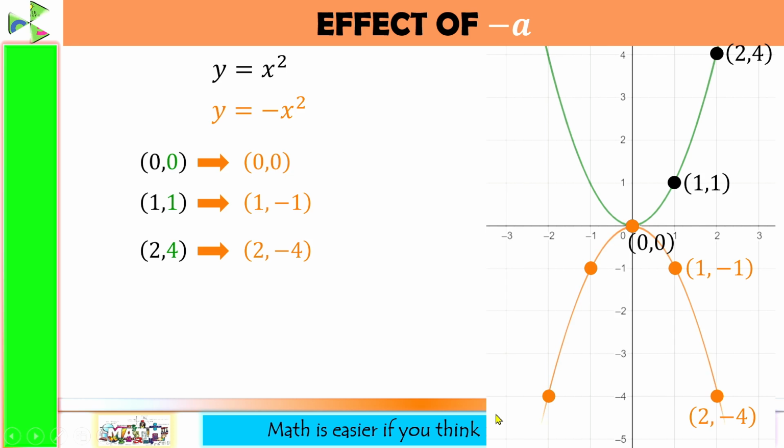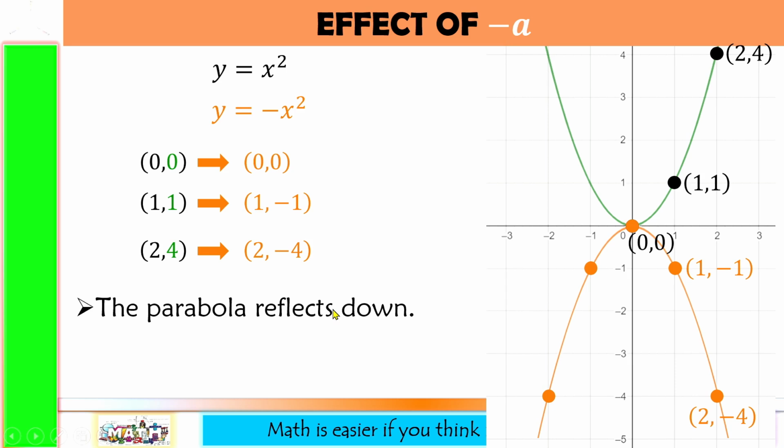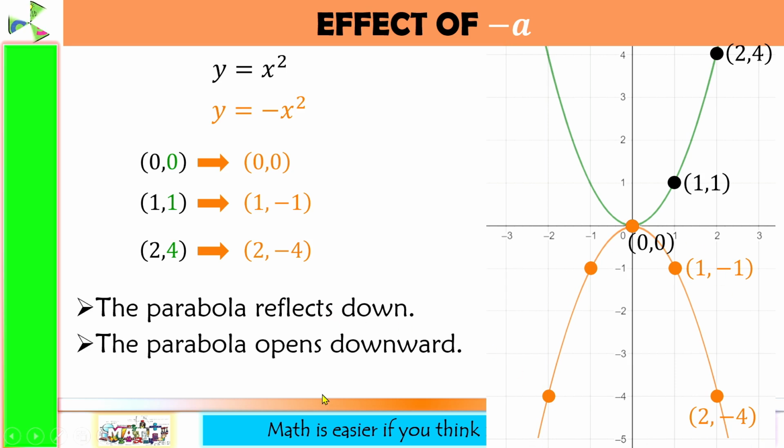Now let us connect the points. So this is the graph of y equals negative x squared. What did you notice? The original parabola reflects down. And now our parabola opens downward.